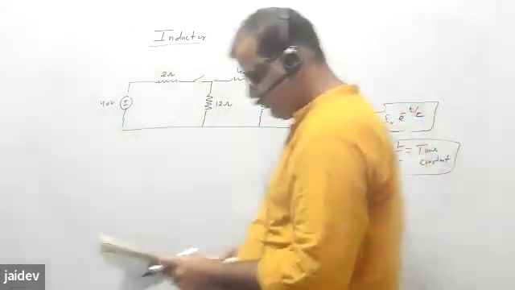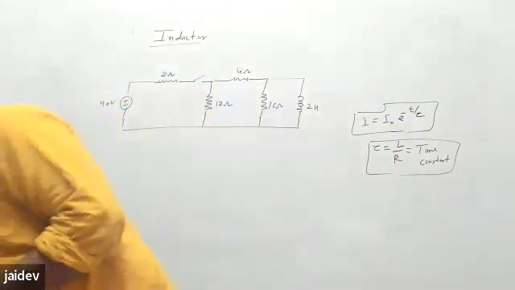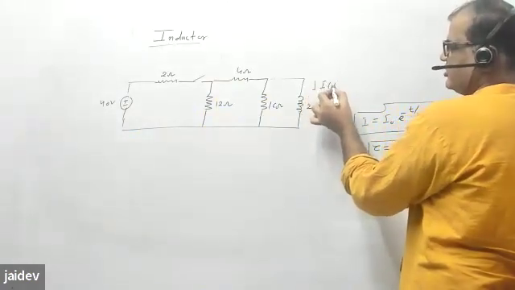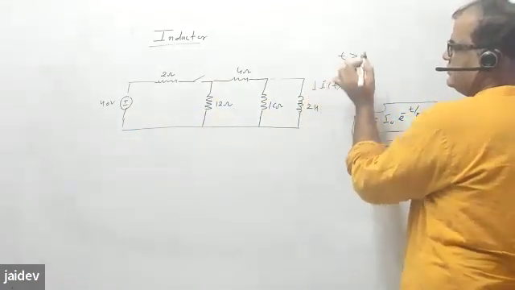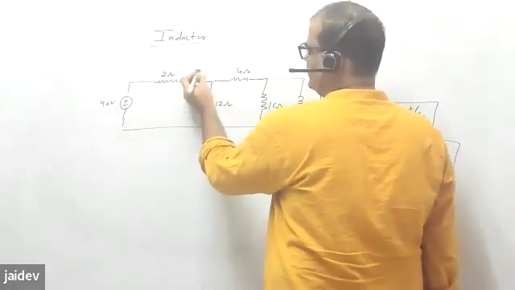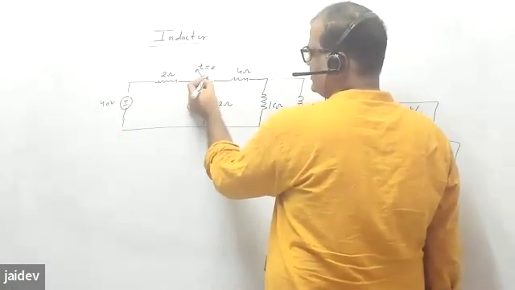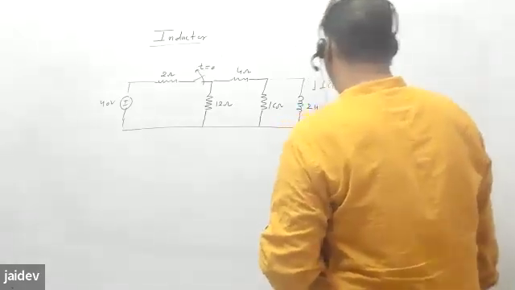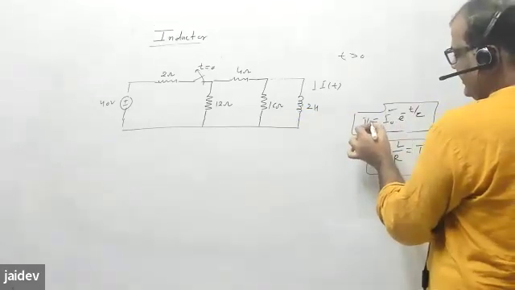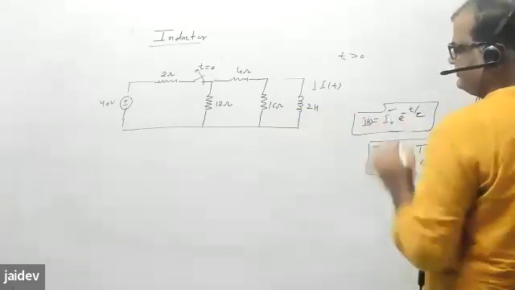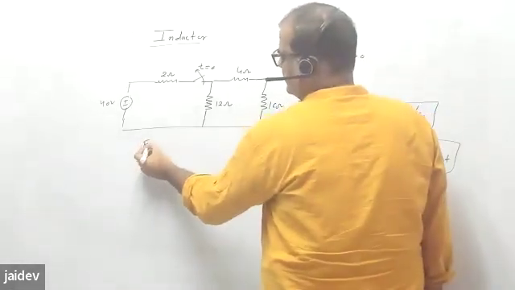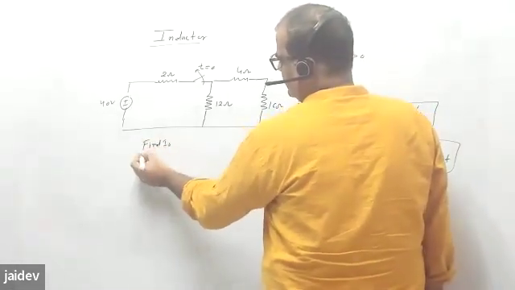Now you want to find the current I as a function of time for time t greater than 0, because at t equal to 0 you are opening this switch. Earlier the switch was closed, and now at t equal to 0 you open it. So first find the initial current, and then I(t). First is to find I naught.